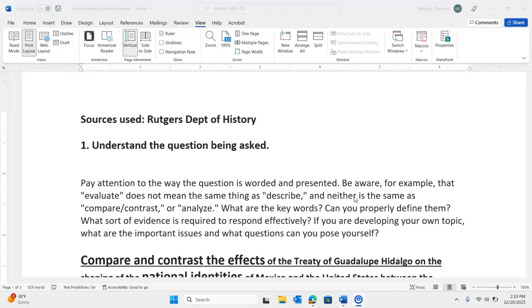I have three tips for you here, and I use the Rutgers Department of History website to help organize some of these tips, just to outline good historical writing, not necessarily only for the purpose of the IB exam, but just in general, what is really good historical writing. The first tip is really understanding the question that's being asked. I think we get a sense of that, that there are these different requests and demands within the question.